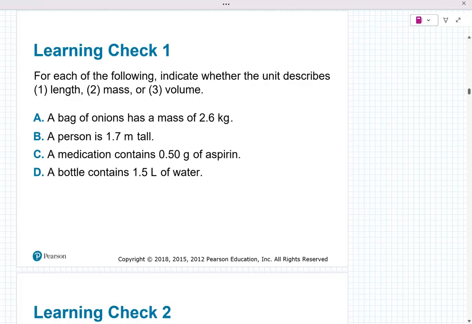So, okay. Some of the examples are outright stupid. Length, mass, or volume. Mass. Like, the question has an answer. Meters, what do they measure? Okay. Grams, what do they measure? Liters, what do they measure?